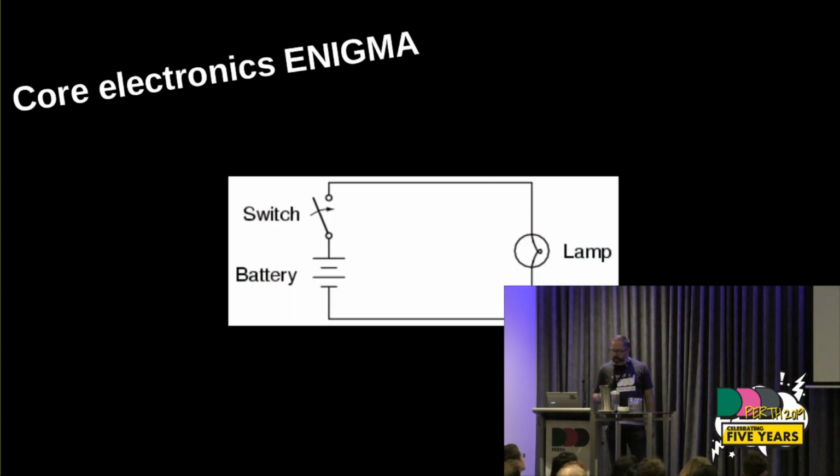Now, I'd like to point out that from an electrical point of view, the Enigma machine is incredibly simple. It basically consists of a battery, a switch, and a lamp. Close the switch, and the lamp will turn on. This is, of course, a gross simplification because the actual Enigma used 26 switches and 26 lamps and a bit of additional, I wouldn't call it electronics, but wiring to do the encryption.